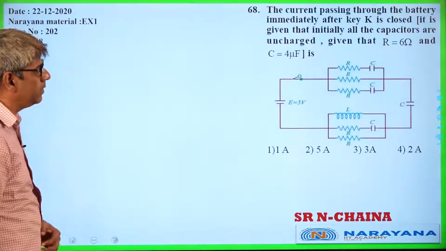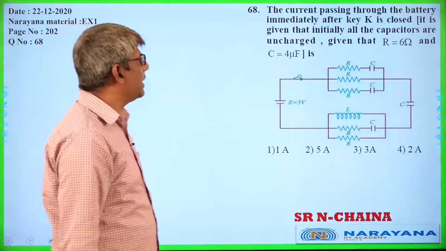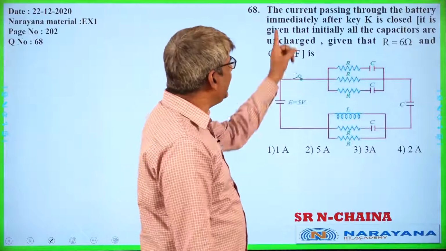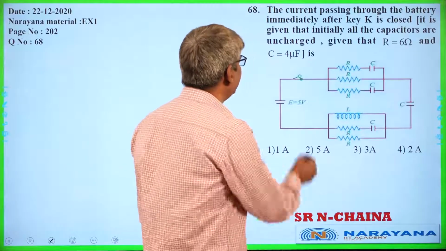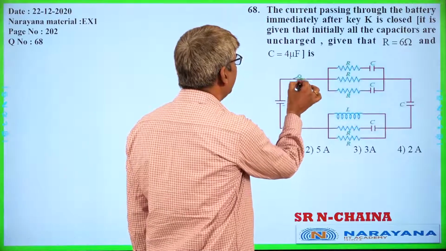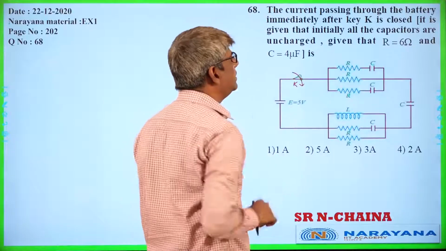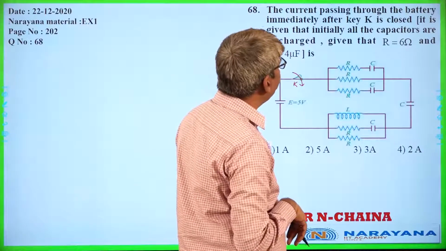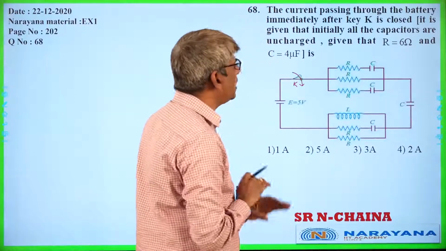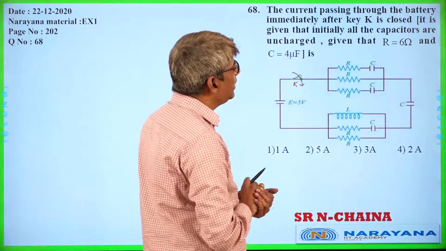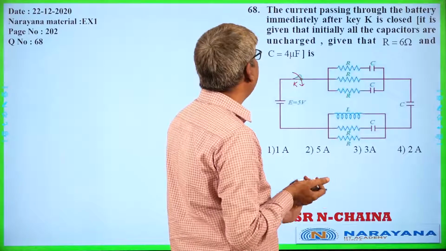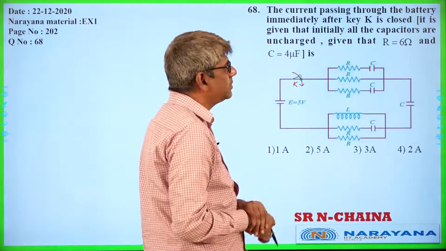Next problem. Given the current passing through the battery immediately after the key is pressed. Here there is a key, this is key K. Immediately after means at t is equal to 0. It is given that initially all capacitors are uncharged. Given that R is equal to 6 ohms and C is equal to 4 microfarads.